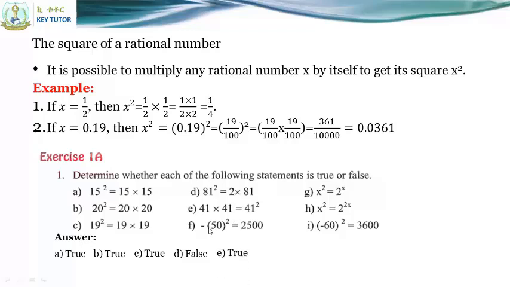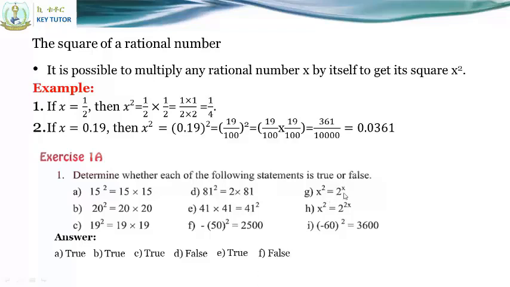Negative 50 squared. Mind you here, the negative is outside the bracket, hence it should have been negative 2500, but here you have only positive 2500, so this is false.